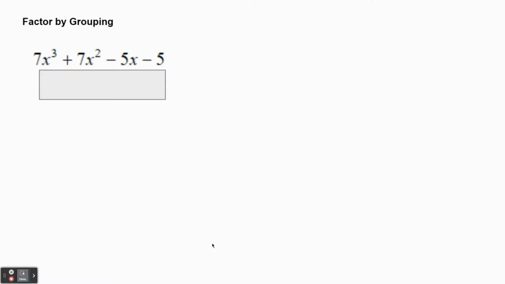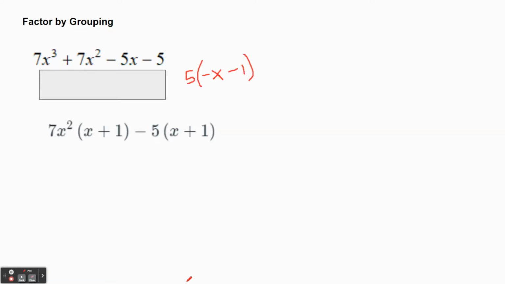Here's another one. Take a look at the first two terms. That factors into x squared times the quantity of x plus 1. And then for the second two terms, I noticed they both have negative 5 in common. Now, if you only undistributed the 5, you will get 5 times the quantity of negative x minus 1. Now, you need to have it match. Since they don't match, you're going to have to think, wait a minute, how can I get it to be the same as x plus 1? Well, you're going to have to factor out the negative with it as well.